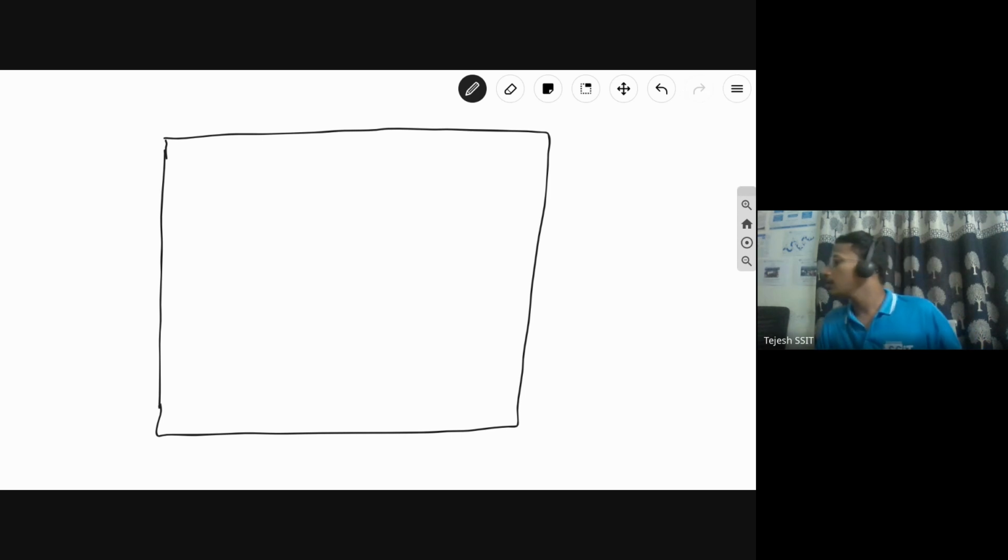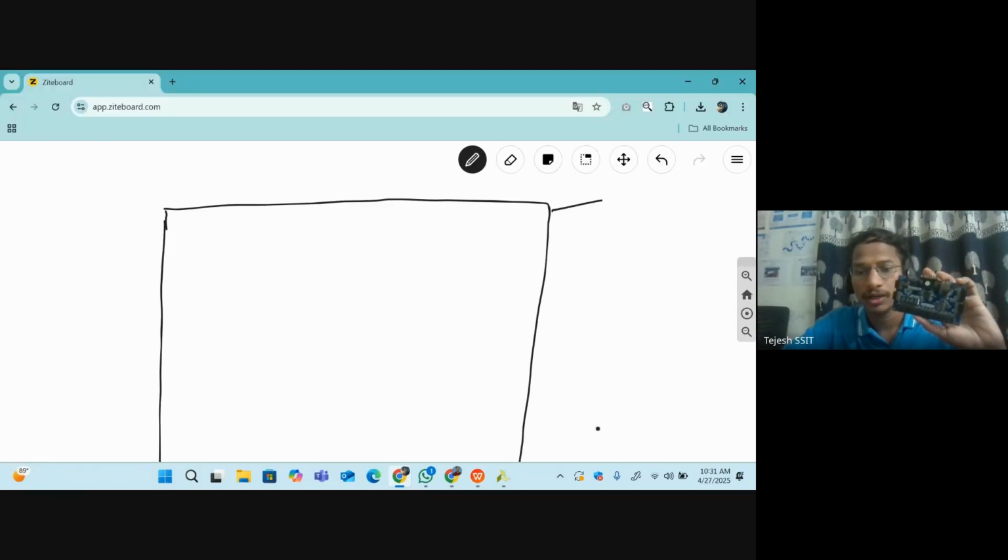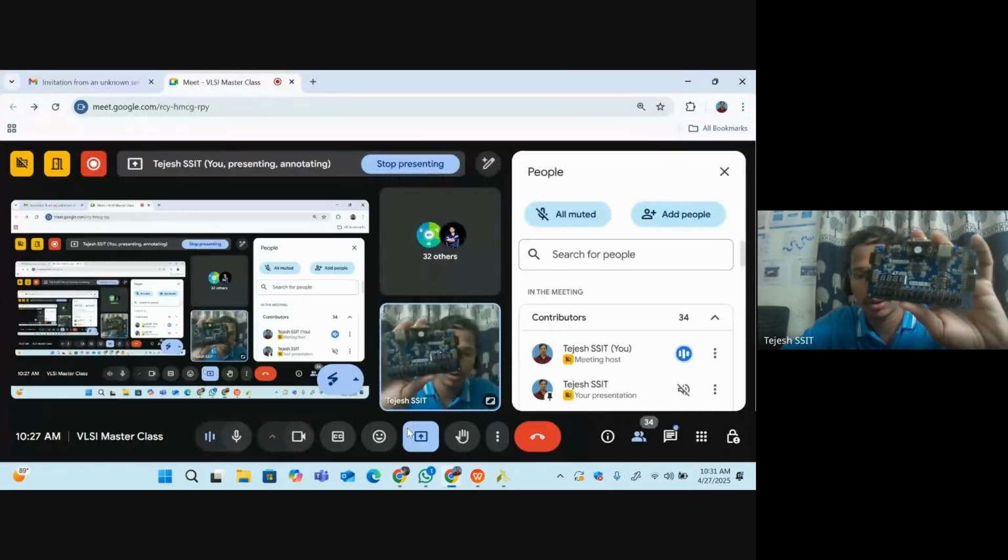Sir, we have some confusion. FPGA boards have 7 segment displays and so on, so this remains one thing. This is the FPGA board. I will show the photo also. This is the main central chip. Just a minute, I will show the FPGA board. So this is our FPGA board. You can see this one.